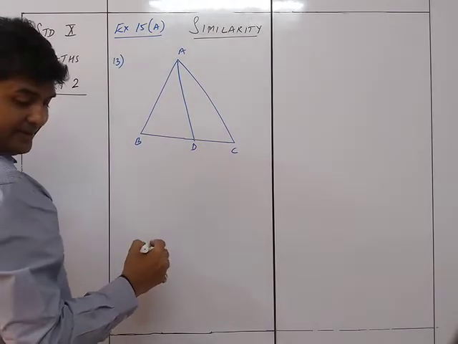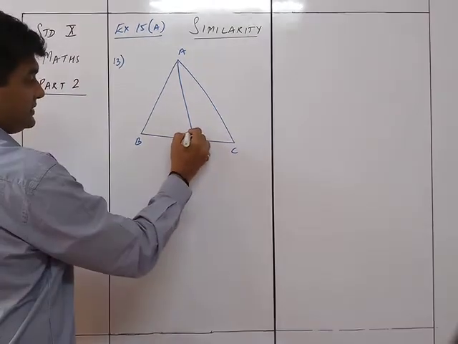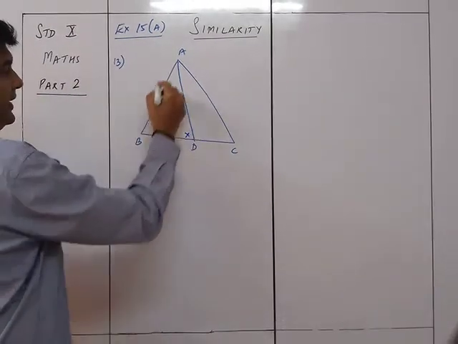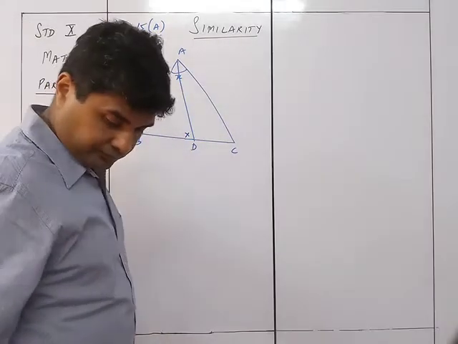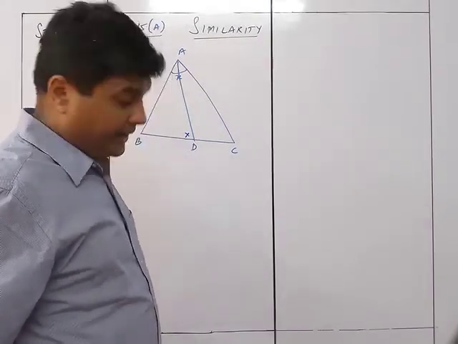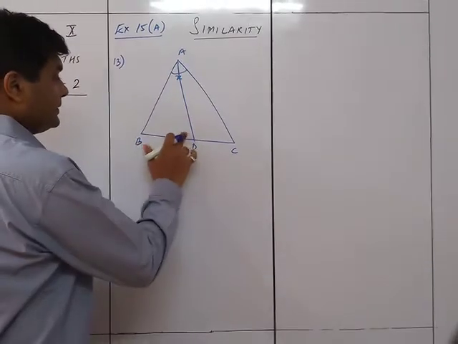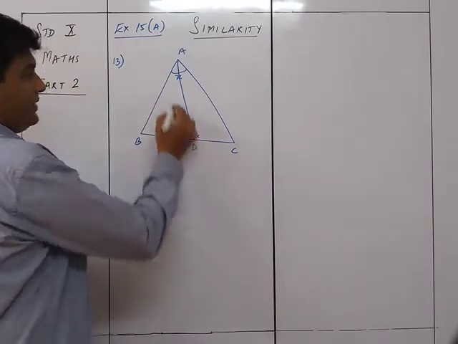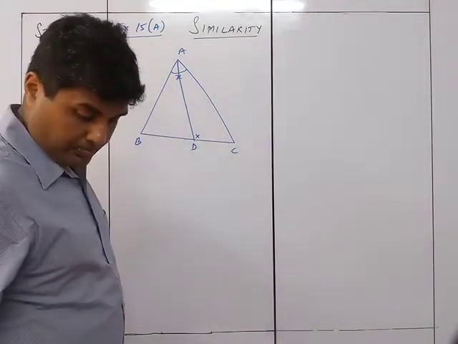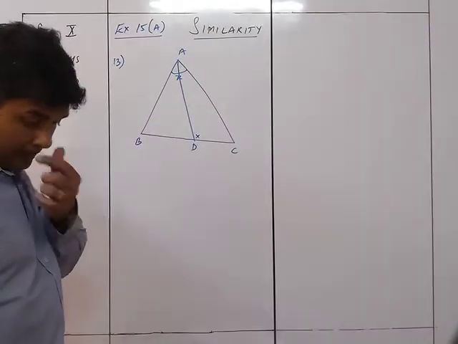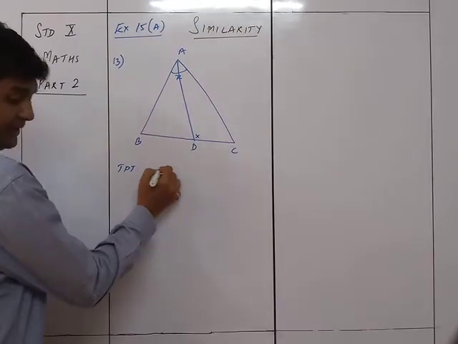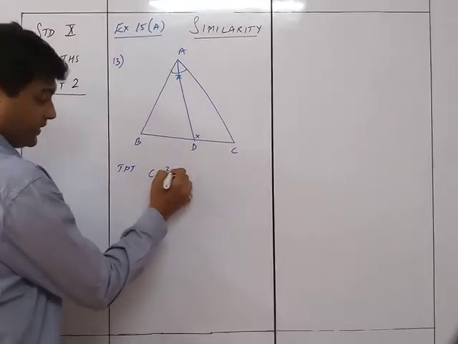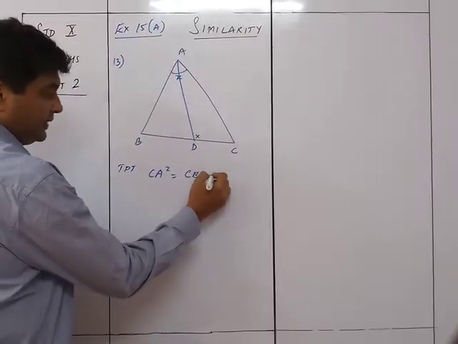Angle ADC and angle BAC, that is this angle, are equal. Angle ADC is equal to this angle BAC. Prove that AC square is equal to BC into CD.